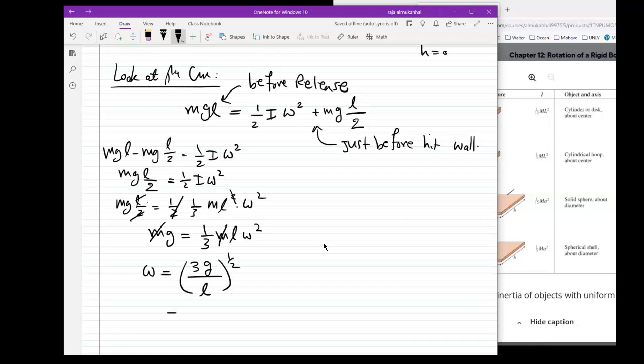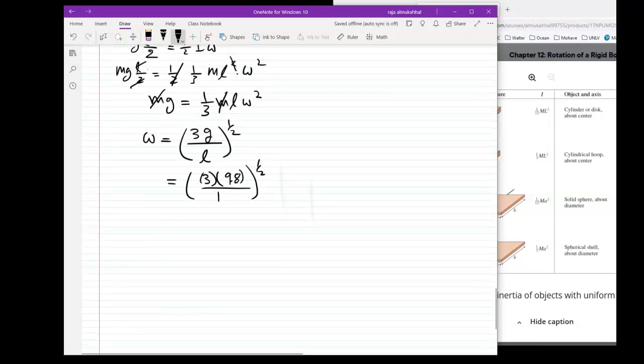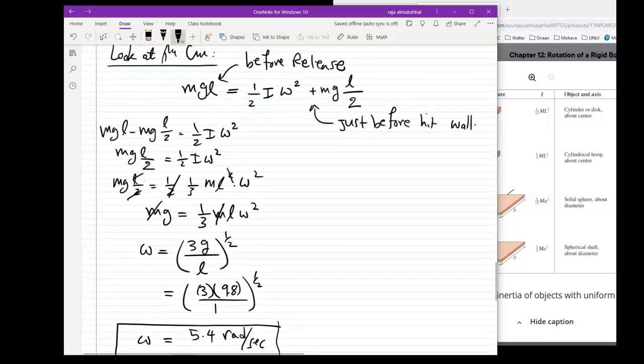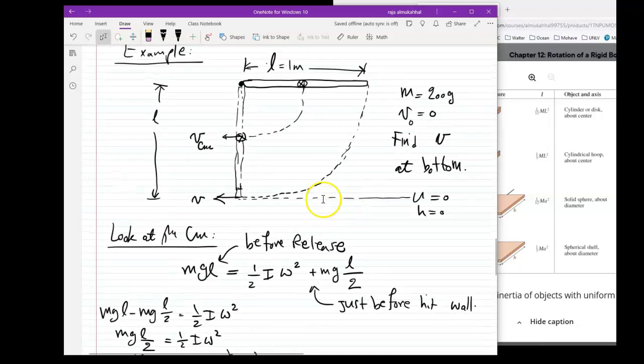And now we calculate that. That's going to be 3 times 9.8 divided by L, which is 1, all of that under the root. And that will give me 5.4 radians per second. So what I've done here is use the motion of the center of mass to find omega. Now he's asking me, go back to the problem, what is the velocity at the tip of the rod right here.